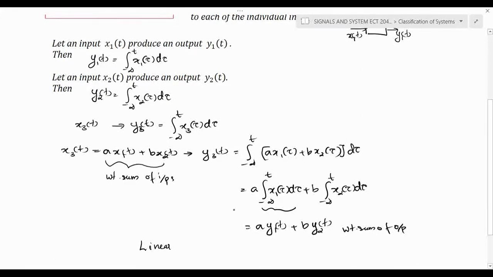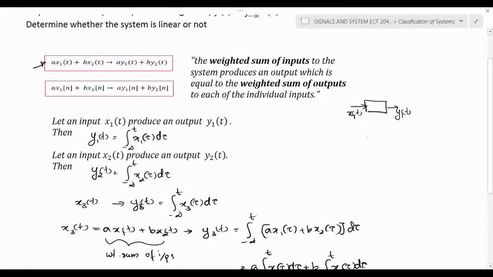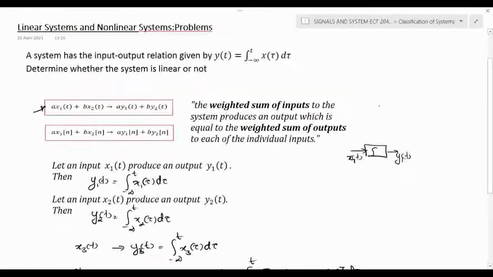So the integration system, the integral system, is a linear system. So integration operation is a linear operation. Now we'll check the next question.